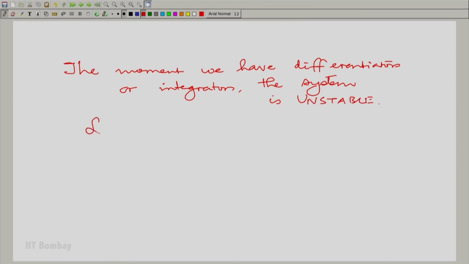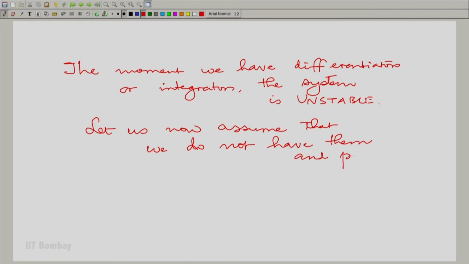So, let us now assume that we do not have them and proceed. So, what I am saying is, if you find the system is unstable before you even investigate that remainder part, there is nothing more to be done. So, that kind of a system has been dispensed with immediately.